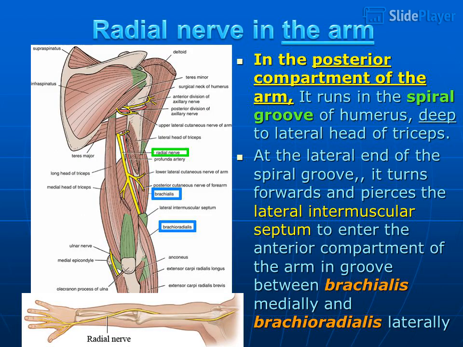Radial nerve in the arm. In the posterior compartment of the arm, it runs in the spiral groove of humerus, deep to lateral head of triceps. At the lateral end of the spiral groove, it turns forwards and pierces the lateral intermuscular septum to enter the anterior compartment of the arm and groove between brachialis medially and brachioradialis laterally.